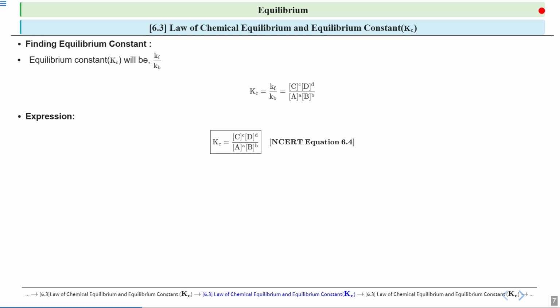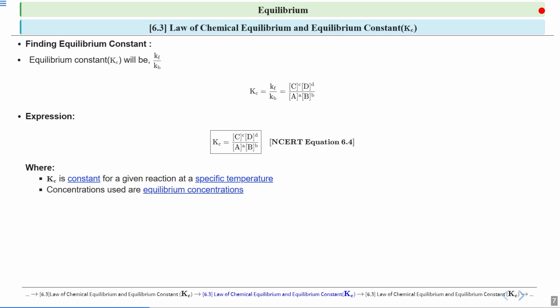So this is the most important equation of today's session, and it is equation number 6.4 of the NCERT. Then what are the things that are present? Kc is a constant and it is specified at a given temperature. We will see what all the equilibrium constant depends on, and you will see that there is only one factor, which is temperature, which decides the equilibrium constant.